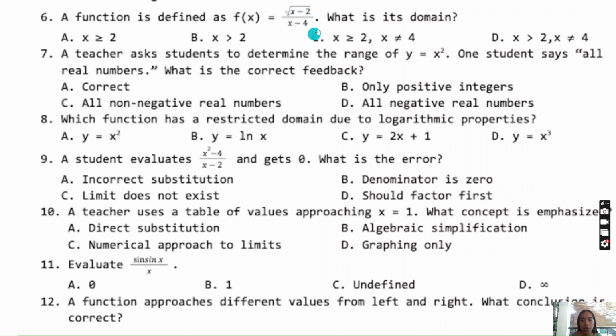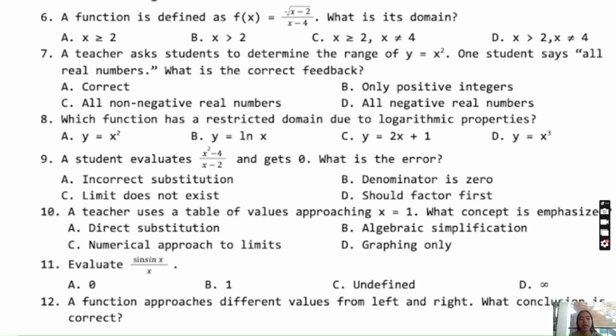In our denominator, x must not be equal to 4 because our denominator cannot be equal to 0. That is why x should not be equal to 4, to not make the function undefined.